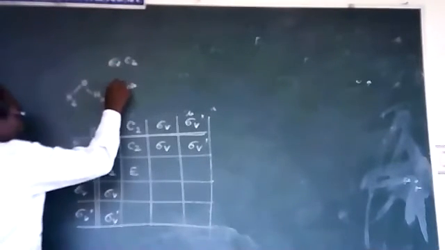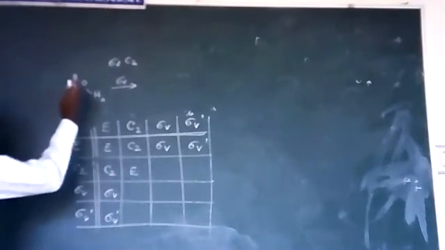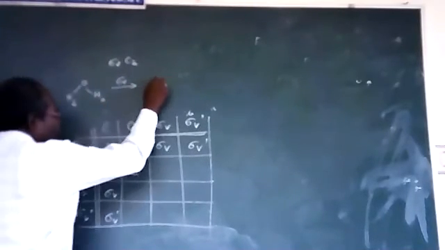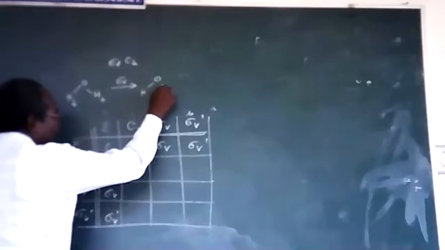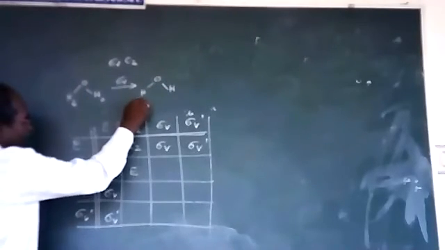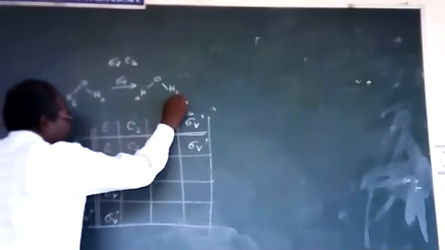First write the column operation, then the row operation. First perform this one, sigma v. When you perform sigma v, you are going to reflect about this plane. Therefore, O, H, H: A will be reflected here, B will be reflected there.